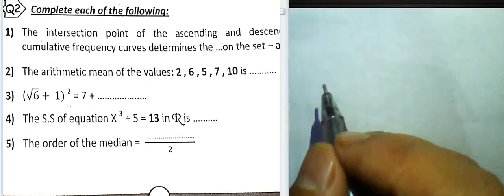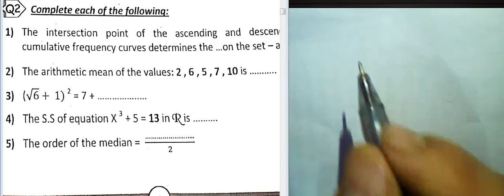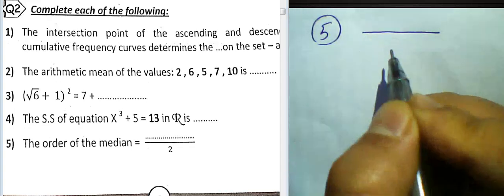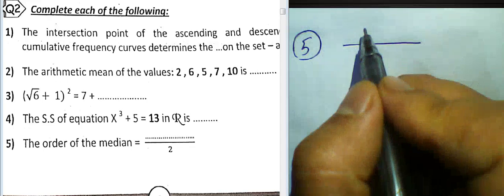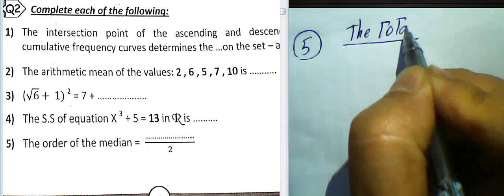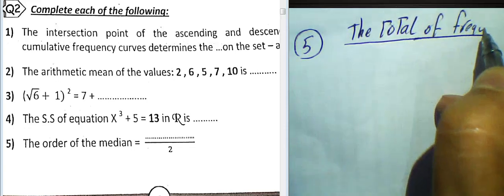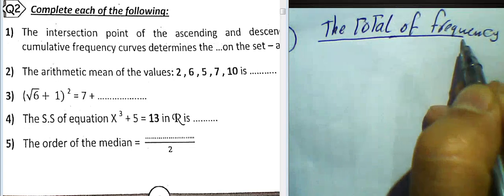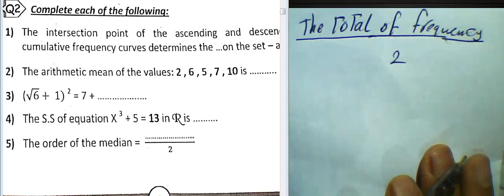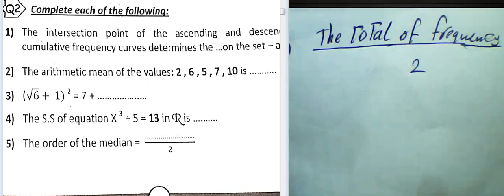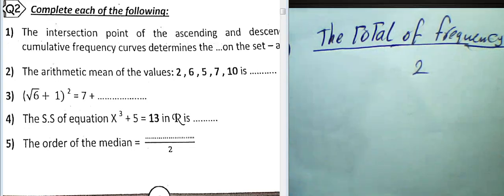Question number 5. The order of the median equals what? The order of the median equals the total of frequency divided by 2. We can write the order of the median equals the total of frequency divided by 2.